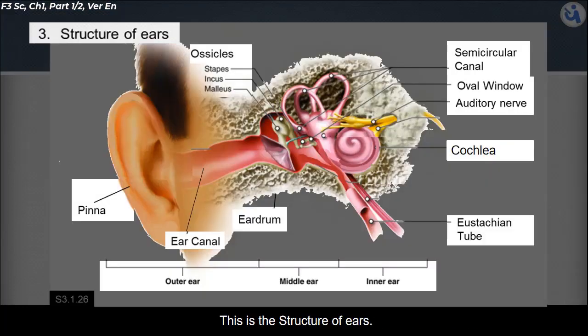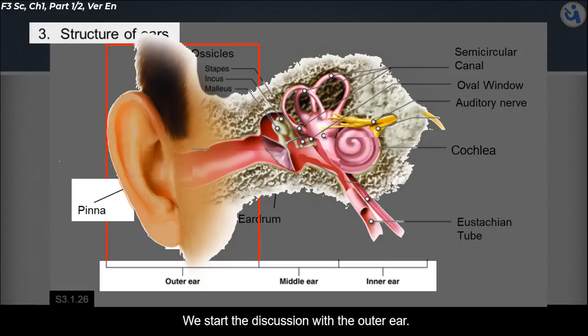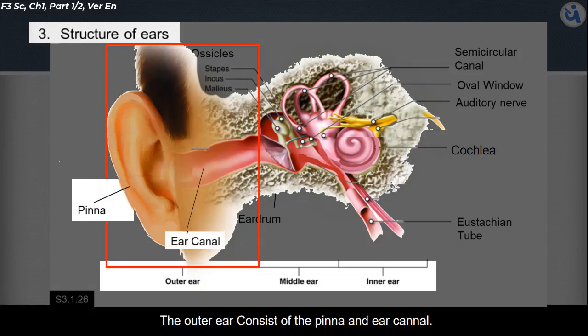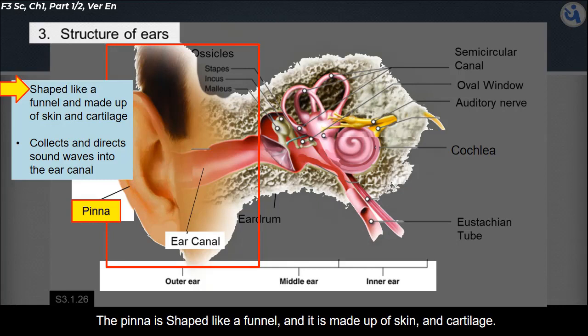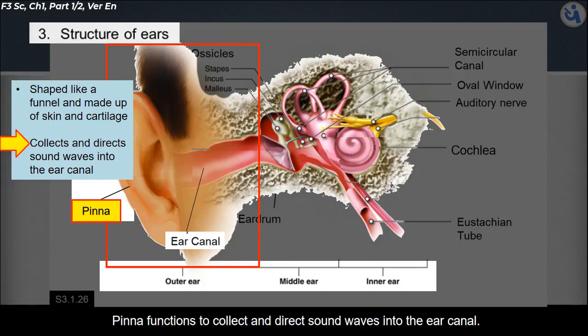This is the structure of ears. We start the discussion with the outer ear. The outer ear consists of the pinna and an ear canal. The first part of the outer ear is the pinna. The pinna is shaped like a funnel, and it is made up of skin and cartilage. Pinna functions to collect and direct sound waves into the ear canal.